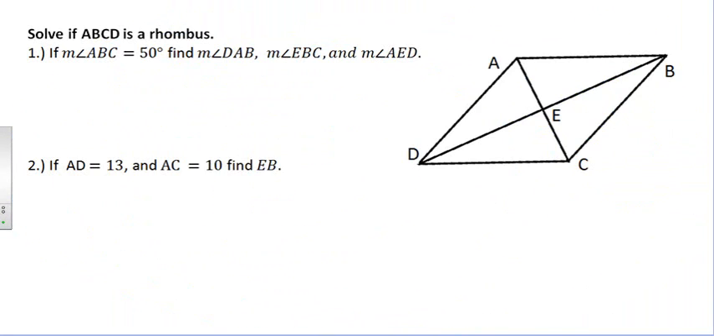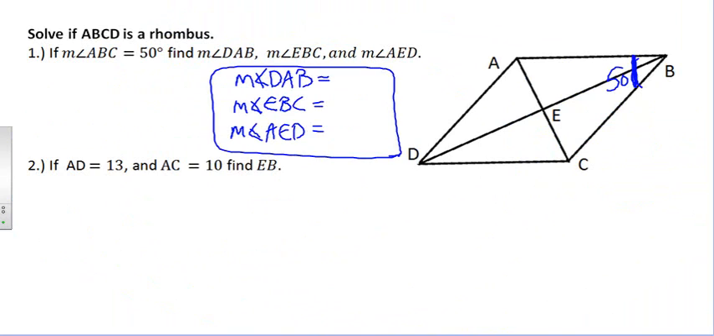Let's try a few sample problems here. Problem number 1. If the measure of angle ABC is 50 degrees, find the measure of angle DAB, the measure of angle EBC, and the measure of angle AED. Well, first of all, angle DAB. Angle DAB is this angle over here, and since this thing is a rhombus, I know all the properties of a parallelogram are true for it. So consecutive angles are going to have to add up to 180. If angle ABC is 50, then 180 minus 50 is 130.